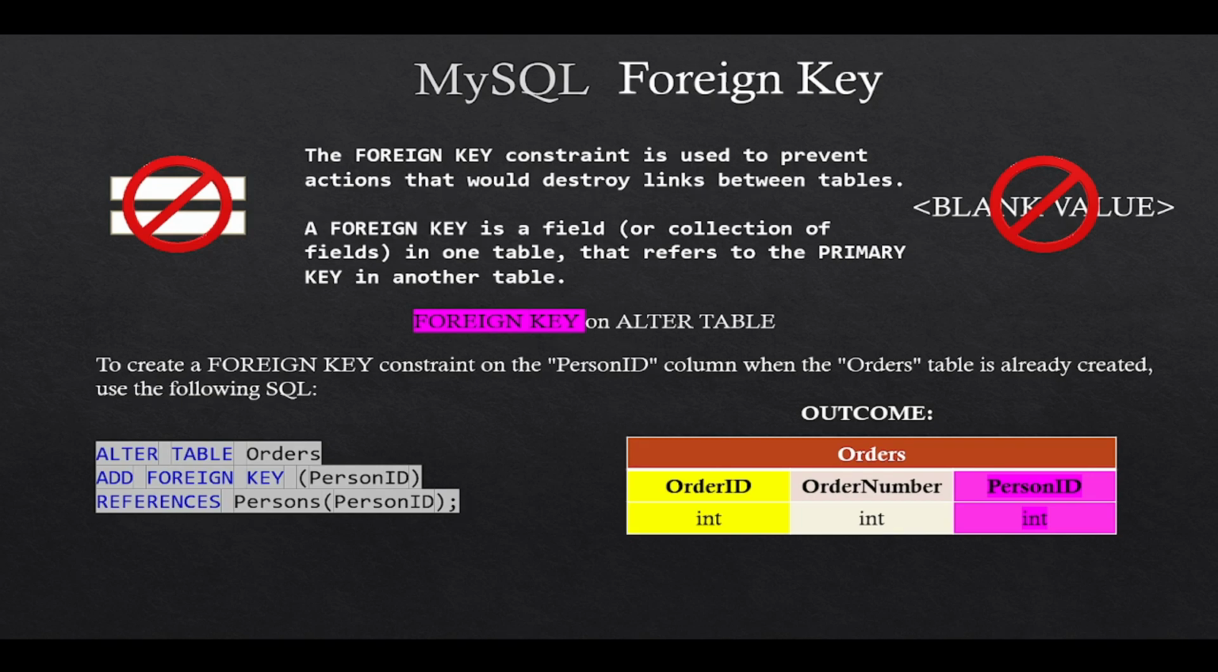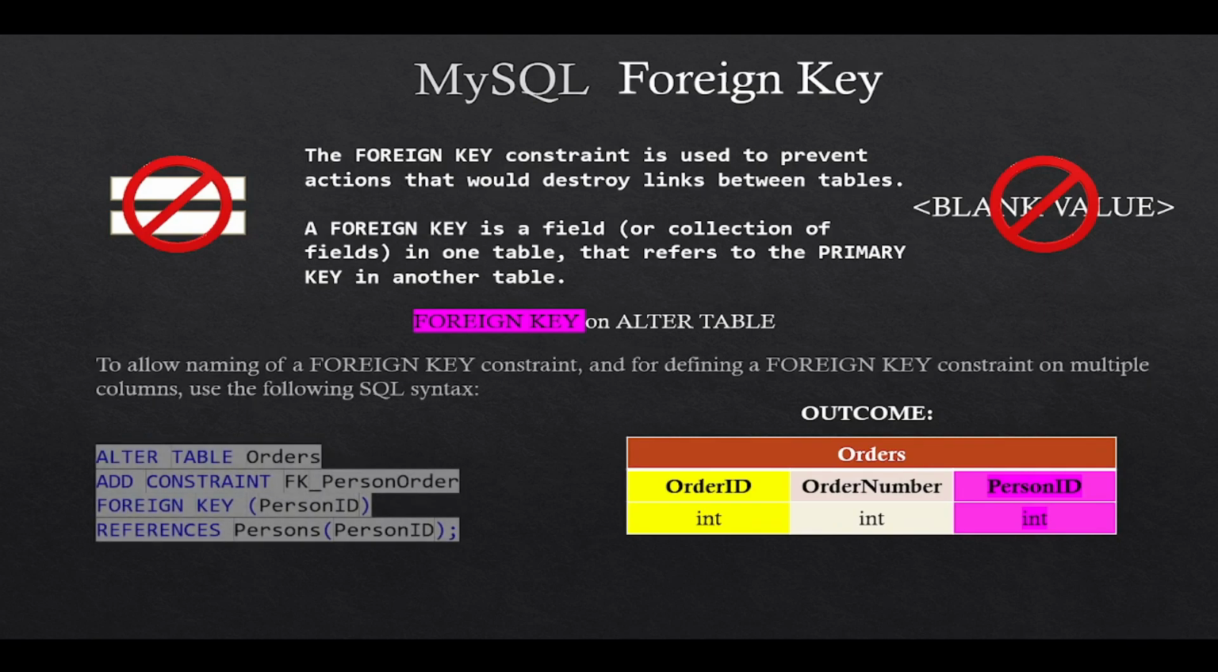How do we add a constraint on a foreign key with ALTER TABLE? To allow naming of a foreign key constraint and for defining a foreign key constraint on multiple columns, use the following SQL syntax: ALTER TABLE Orders ADD CONSTRAINT FK_PersonOrder FOREIGN KEY (PersonID) REFERENCES Persons(PersonID). So what this does is it alters the table Orders to add a constraint named FK_PersonOrder and assigns a foreign key named PersonID that references the Persons table on the PersonID column. And that's all for the foreign key.